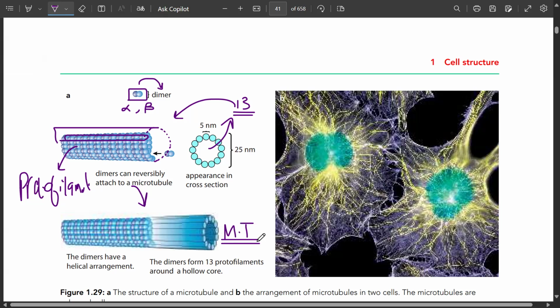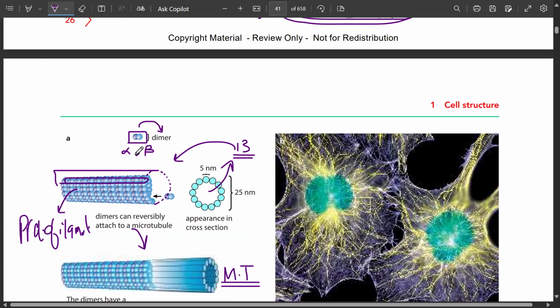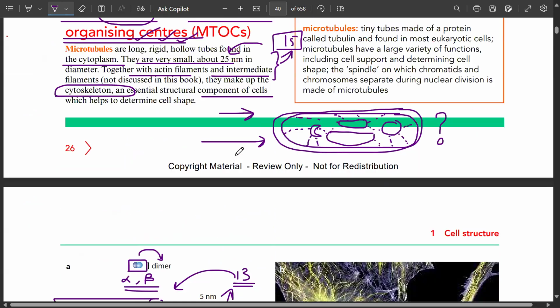Come on, you can do it. So, dimers make up protofilaments, and 13 protofilaments make up one microtubule. Exactly. And what are dimers made up of? Alpha and beta tubulin proteins. Okay.